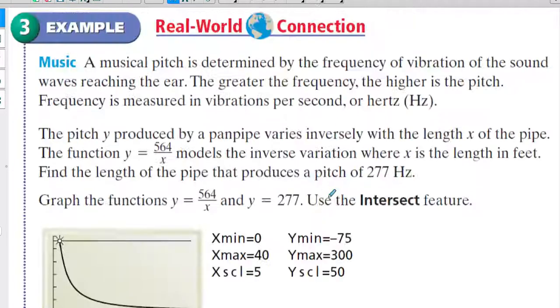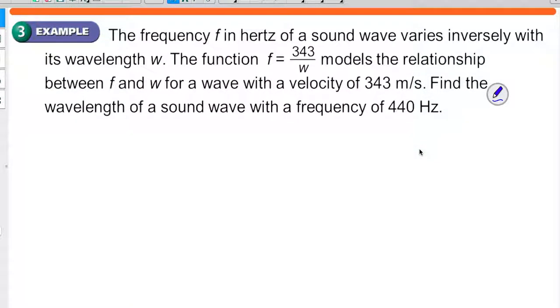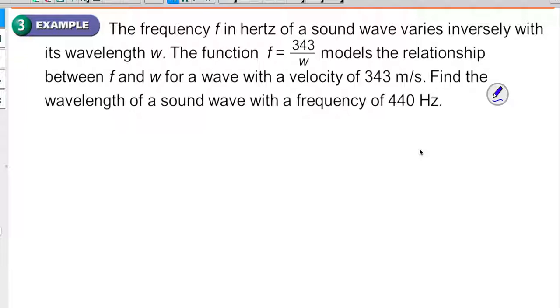All right, the final example that we have today is the real world connection. And this one is giving us a formula, and we are instructed to find one of the missing variables. All right, so it says the frequency f in hertz of a sound wave varies inversely with its wavelength w. The function f equals 343 divided by w models the relationship between f and w for a wave with a velocity of 343 meters per second. Find the wavelength of a sound wave with a frequency of 440 hertz.